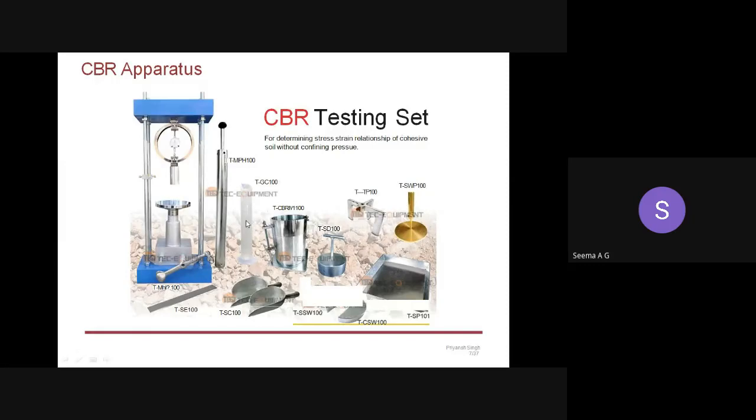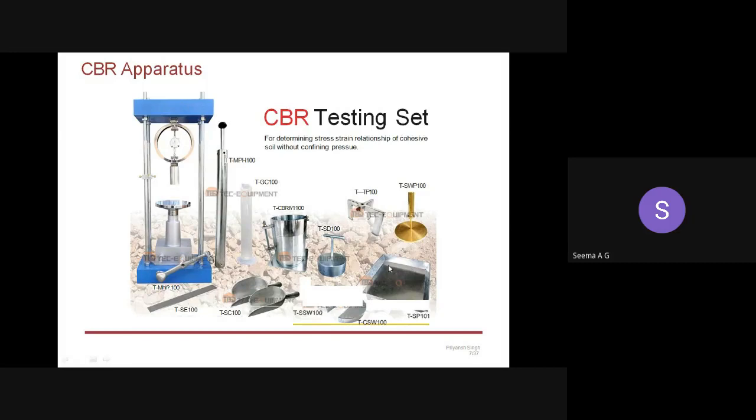Then we have to compact the soil, you need the rammer. Rammer same as that for the heavy compaction. Rammer of weight 4.89 kg. So this is the rammer. We are giving dynamic compaction to compact the soil specimen. So this is the rammer for the experiment. Then we have the trowel, etc. for the preparation of the soil sample.